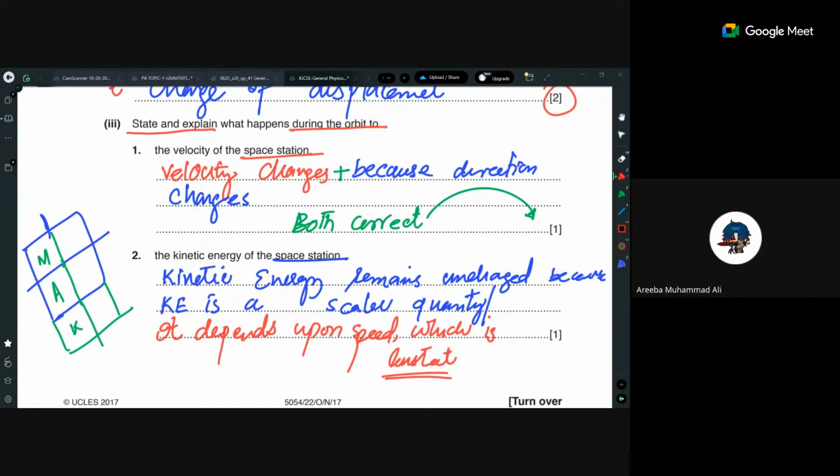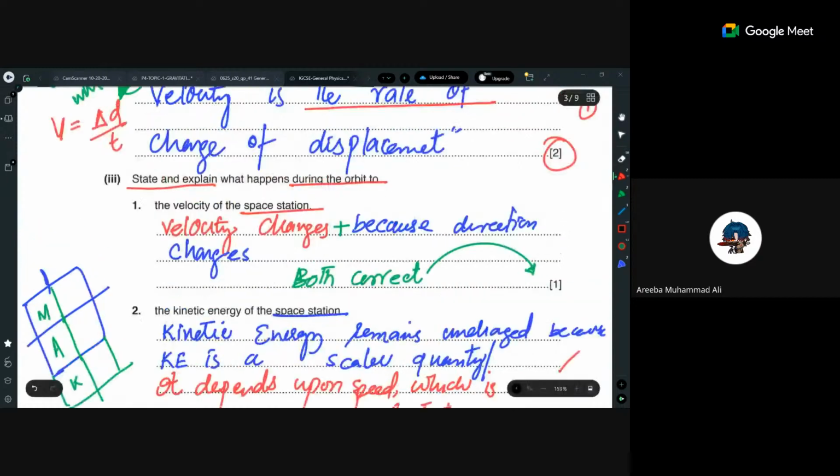Sir, for the kinetic energy one, I had written that it remains constant because the mass and the speed are constant. Does this count or not? Yeah, that is fine. Okay, and what about for the first one? I had written that the velocity's magnitude stays constant, but the direction changes due to the Earth orbiting in a circular motion. Yes, you will score 1 mark. Okay, then that means 14 out of 15.